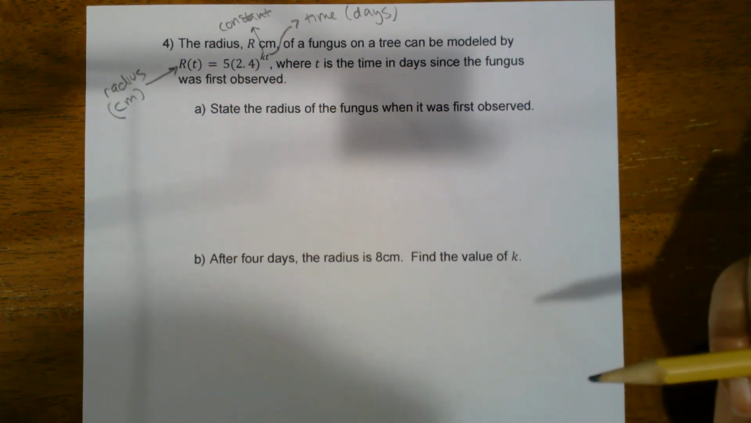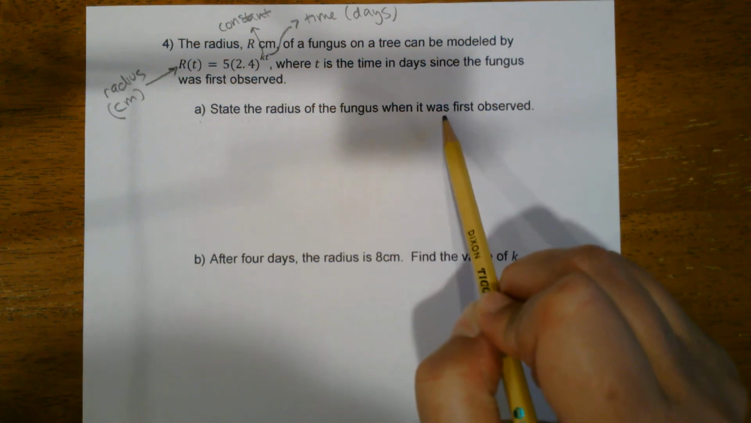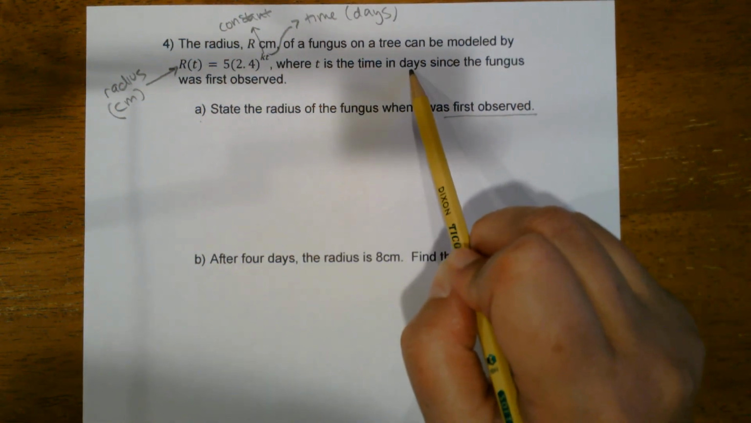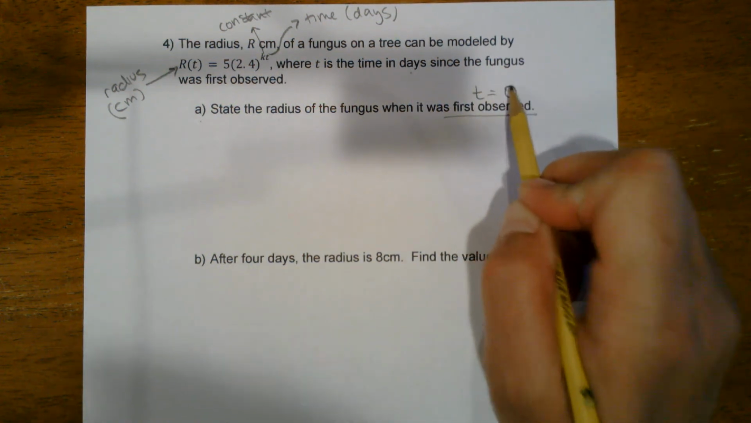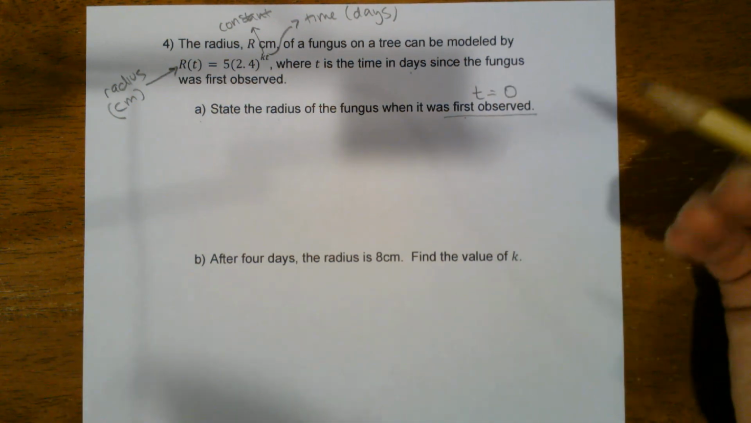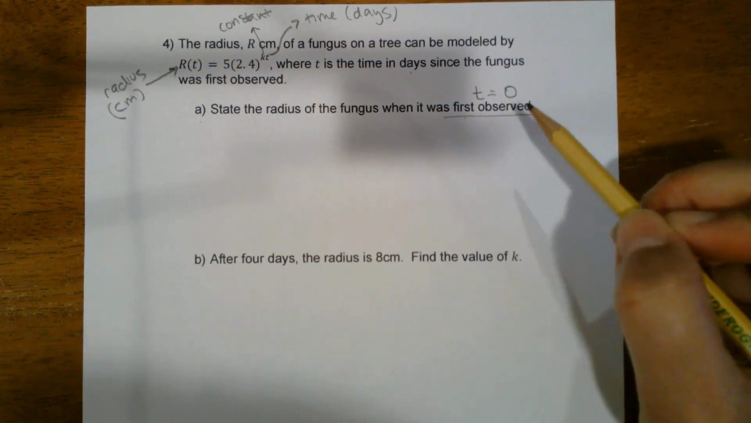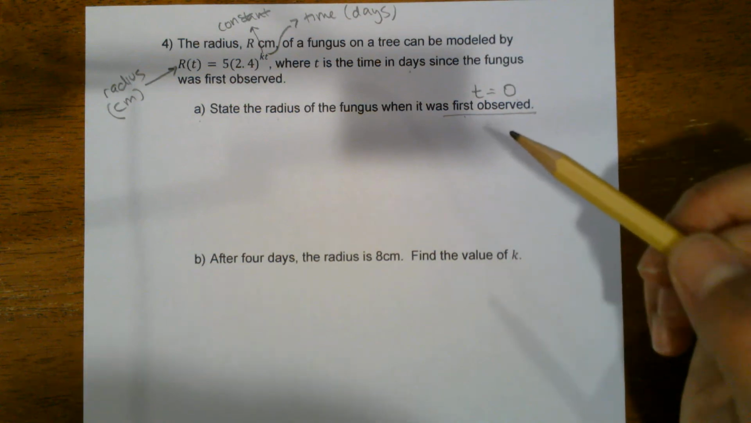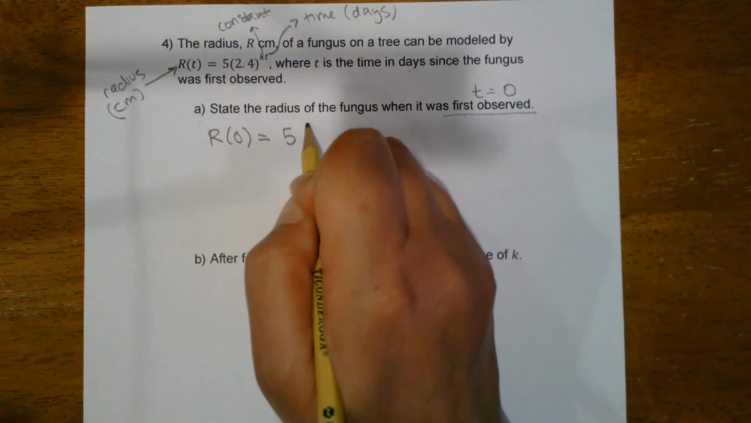All right, let's see what they want first. Part A, state the radius of the fungus when it was first observed. So first observed, that means that no days have passed. So that means that the time is 0. Anytime they ask you to find the beginning or find the first or when it started, your t is going to be 0. This is a very common problem in IB, and if you can recognize it, it's really simple because all you do is you substitute 0 in for t.